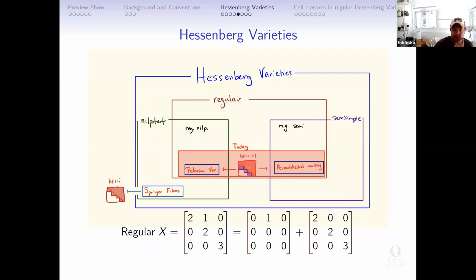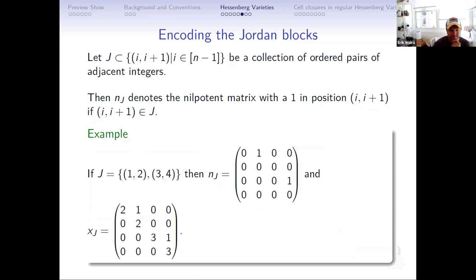Okay, and so since we're looking at regular Hessenberg varieties, I wanted to show you just what a regular linear transformation would look like. You might have a nilpotent part, you'd have a Jordan block, in this case a Jordan block of size 2, and then of course those 2 diagonal entries have to be the same because we're supposed to have the same eigenvalue for that Jordan block. And then you might have another block that's semi-simple, but it has a different eigenvalue. So if you take this semi-simple matrix plus this nilpotent matrix, you get a regular element in your Lie algebra for GL_n.